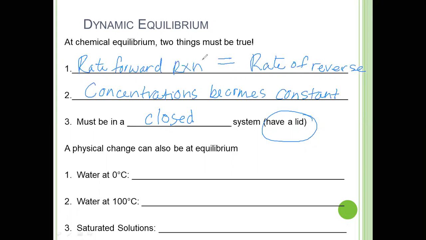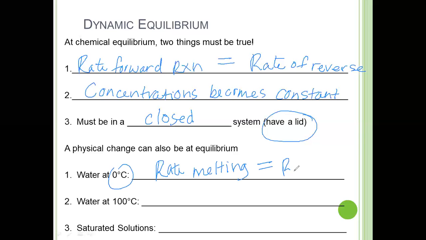Okay, so physical changes can also be at equilibrium. We were just talking about chemical reactions. These are 3 physical changes. So water at 0 degrees, remember physical changes can be reversed. So at 0 degrees, we have melting and freezing. So that means the rate of melting, and since we're at equilibrium, it has to be equal to the rate of freezing.